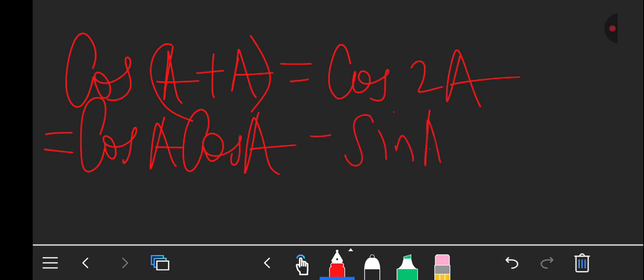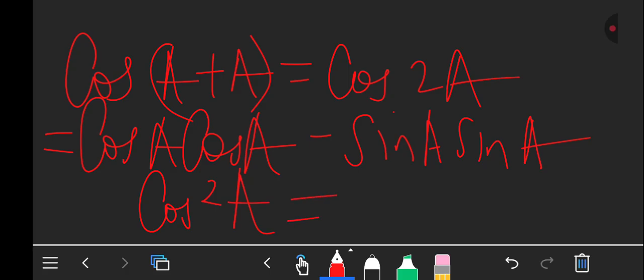sin A sin A. We know that cos A multiplied by cos A is simply cos squared A, and sin A times sin A is simply sin squared A. So we are now safe to say cos(A + A), which is simply cos 2A, is equal to cos squared A minus sin squared A.